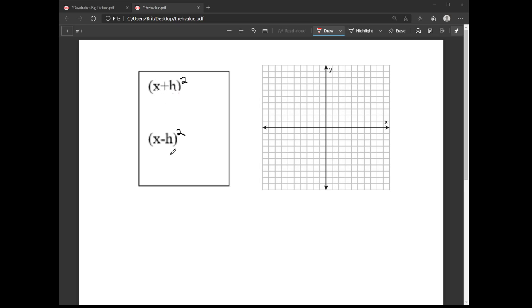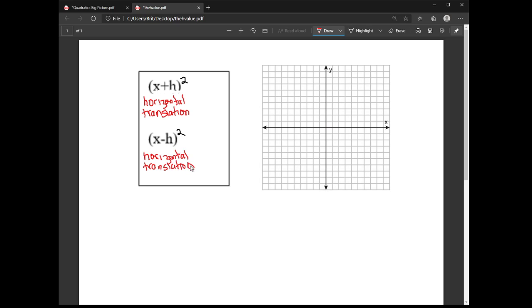So what's happening is that h is in charge of a horizontal translation. Okay, so I'm going to go ahead and write that in here. This is a horizontal translation. And that works if you're adding h or if you're subtracting h. These are both horizontal translations. Remember, that means it's just a slide.